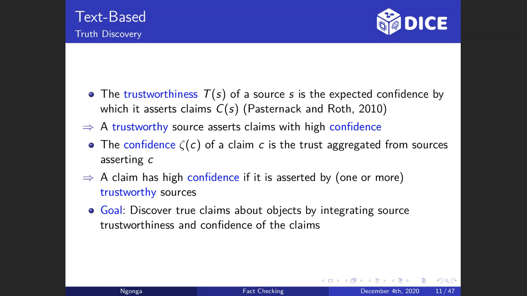So we can discover true claims about objects by integrating source trustworthiness and confidence of the claim simply by solving the corresponding eigenvalue problem on the corresponding probabilistic matrix, which we get out of this.